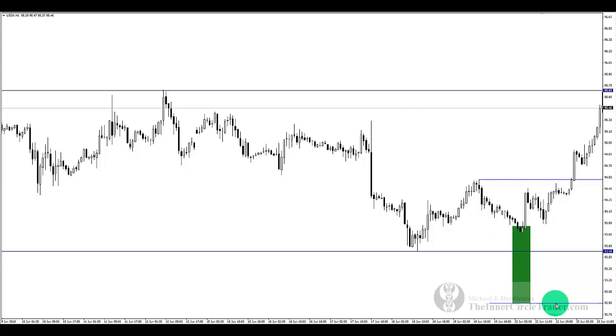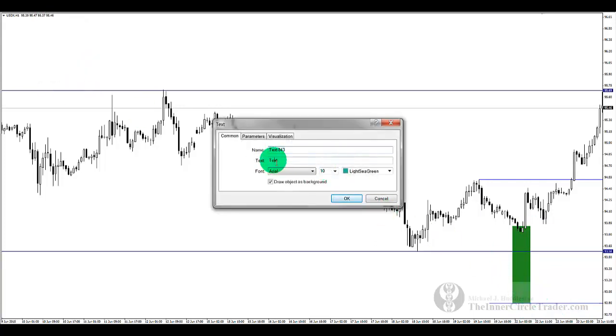Okay, so now here's where we have to factor in objectives. We already predefined our risk here, and we're going to say that this 100 pip stop is risking a standard 2% risk on equity.